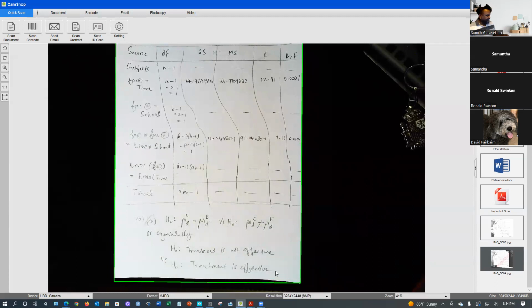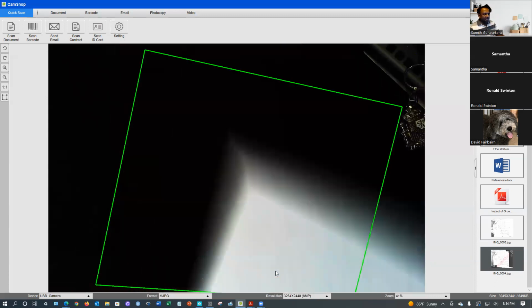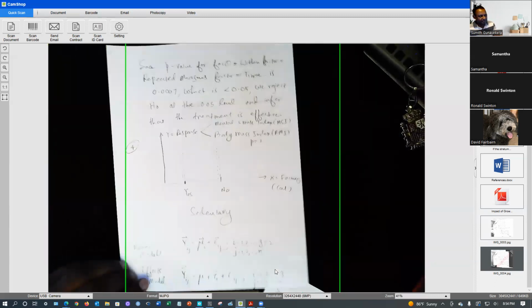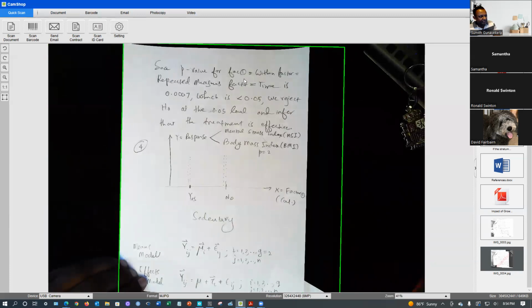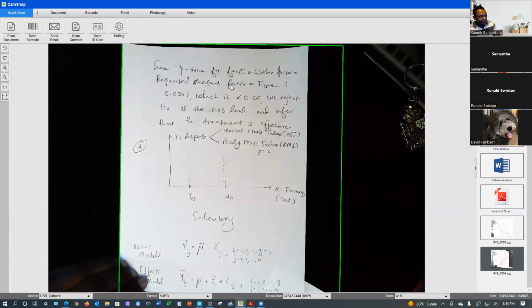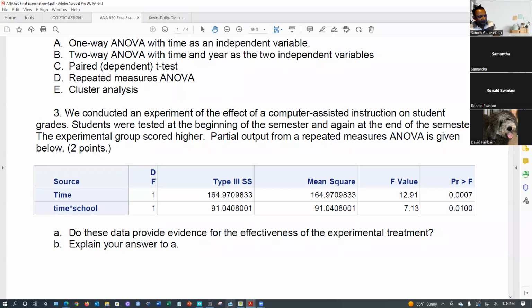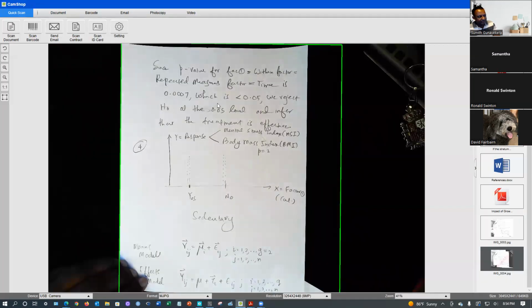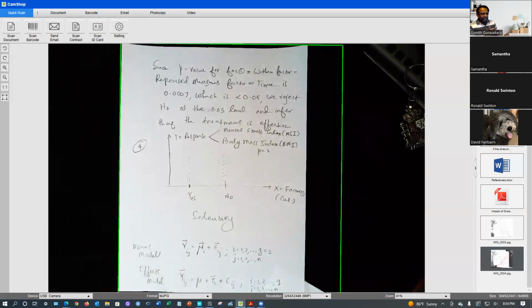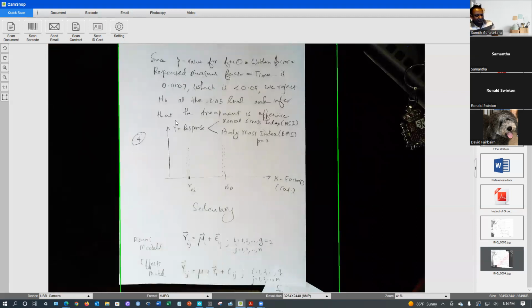In order to test this, you look at the p-value related to that. Since the p-value for the within factor, or repeated measures factor, which is time, is 0.007, which is less than 0.05, we reject H naught at the 0.05 level and infer that the treatment is effective. Okay, that's how we can answer A and B both at the same time.